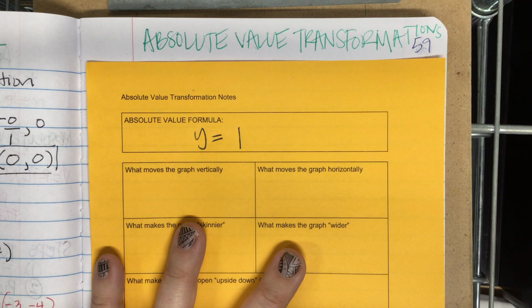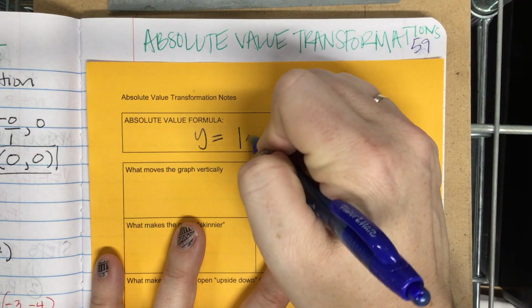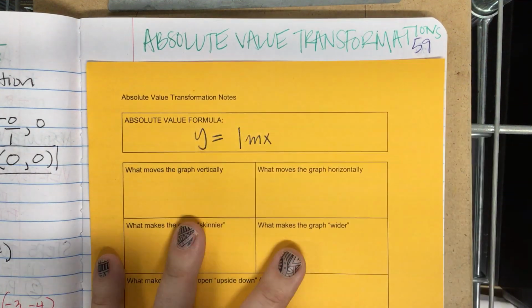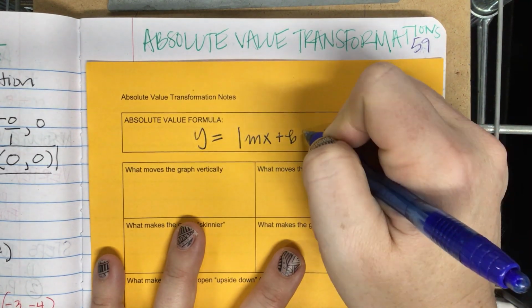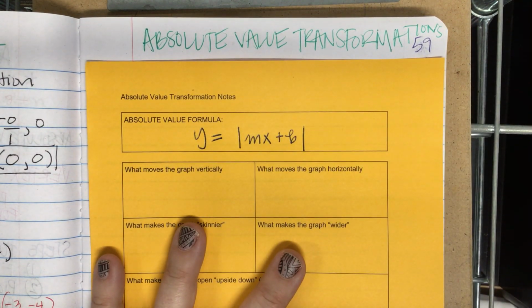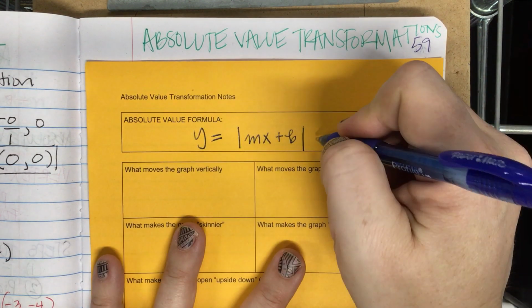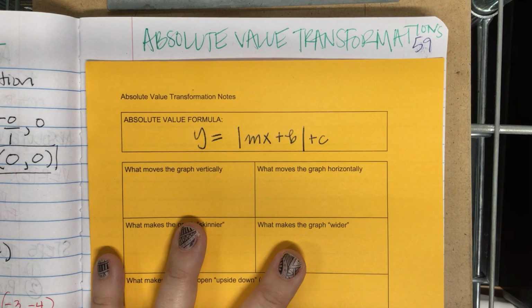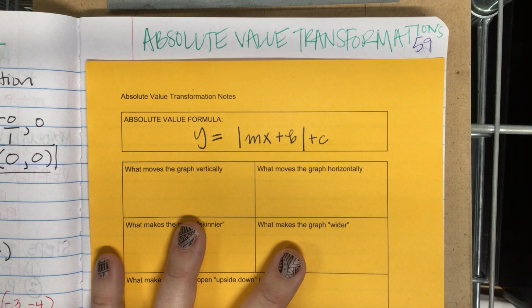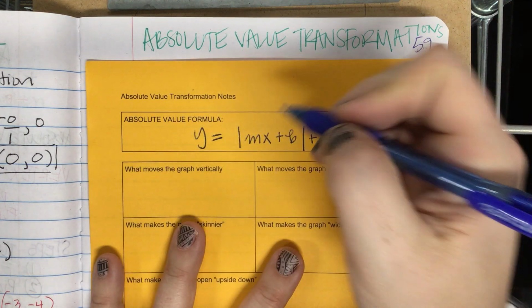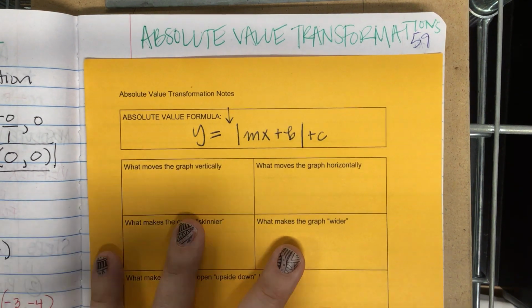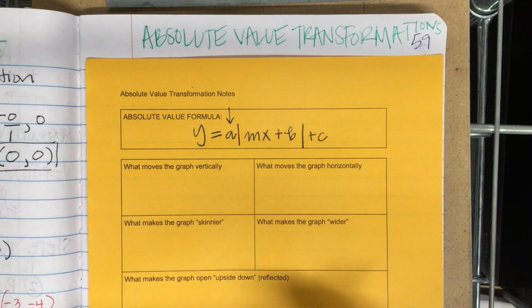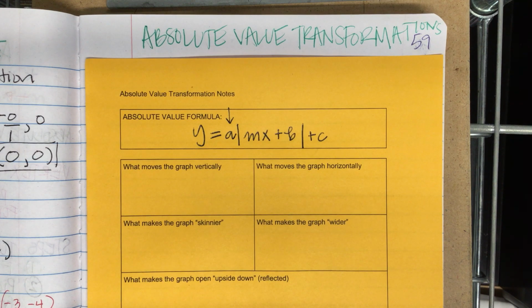Close. The absolute value, right? Because it's an absolute value function of mx plus, it could be minus, right? Plus b. The absolute value of mx plus b plus c. And I'm going to add something because sometimes there's a number right here. Do you agree? Have you seen that before? I'm going to give that the value of a today. That's the formula for absolute value.